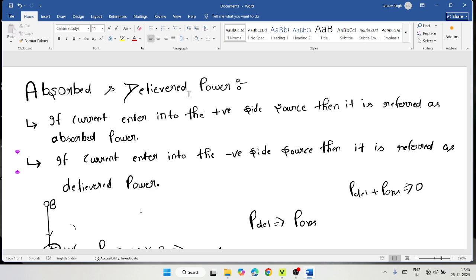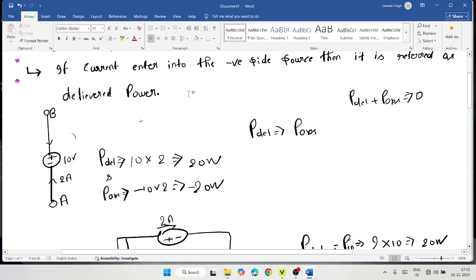So firstly, if current enters into the positive side of a source, then it is called absorbed power, and if current enters into the negative side of a source, then it is delivered power. So how can absorbed and delivered power be found? With the help of these examples, we can find what is the delivered power and what is the absorbed power. We already say that in this example, current enters the negative side of the voltage source. So negative side means delivered power.